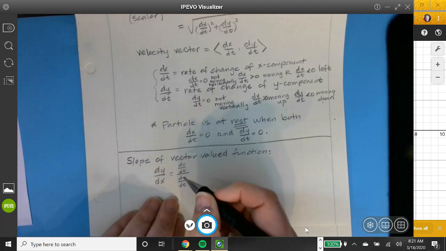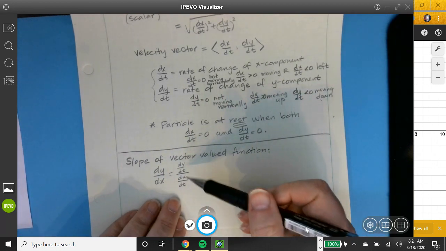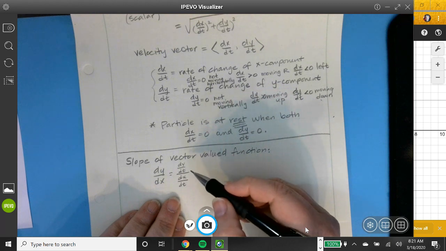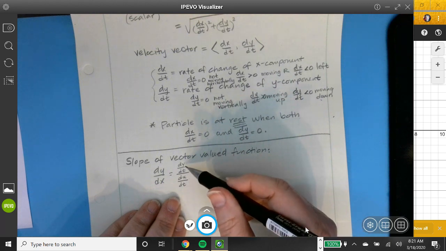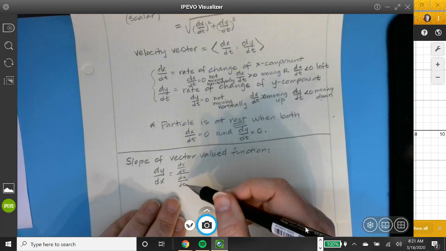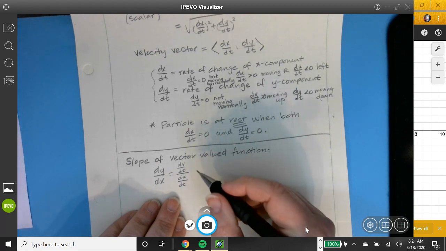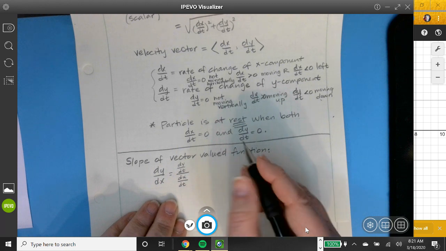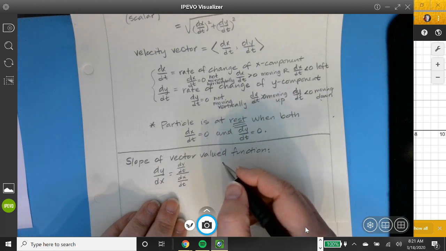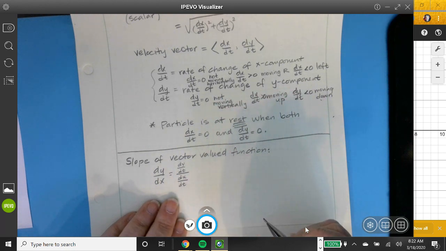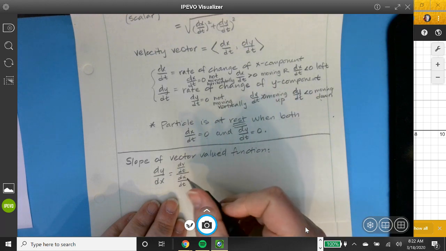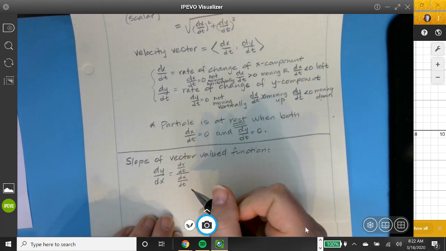And let's see if that makes sense mathematically. Let's say the particle is moving in meters per second. So dy/dt would be in meters per second, dx/dt would be in meters per second. And guess what happens to the units? They go away and we just get slope. So to find the slope, you have to put the y component of velocity over the x component of velocity and evaluate at some time t.